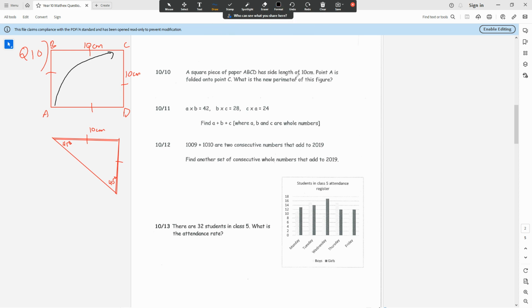Now, what is the new perimeter of this figure, it says? Well, perimeter, remember, is the outside of this shape. And over here, we have what is known as a hypotenuse, and a hypotenuse can be found using Pythagoras theorem. Pythagoras theorem says, if you take the two shorter sides squared, it will equal the longest side squared. So that comes to 100 plus 100, which is equal to h squared. So 200 equals h squared, and so we square root both sides to get that hypotenuse, to get the perimeter.